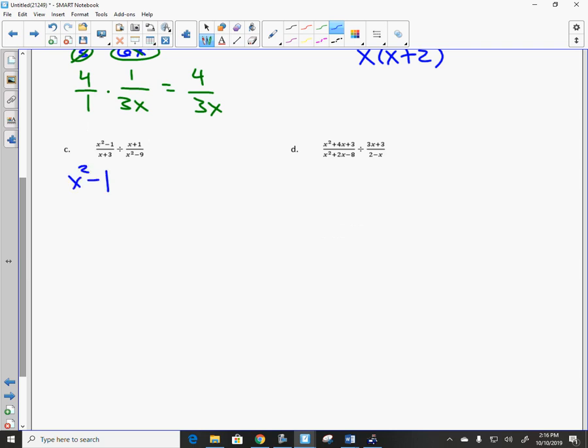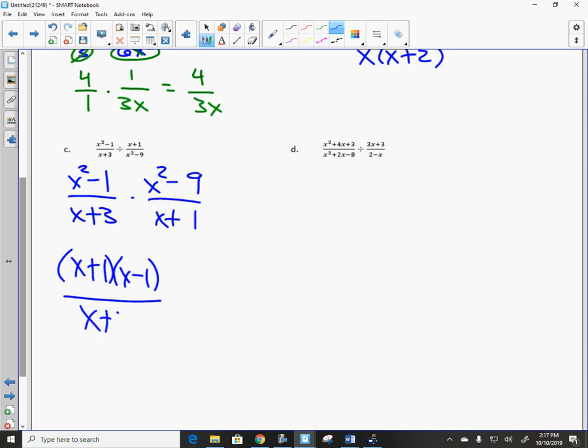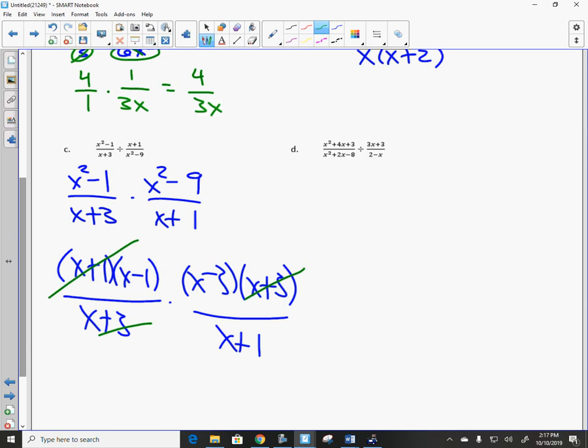You got x squared minus 1 over x plus 3 times x squared minus 9 over x plus 1. Hopefully you saw this difference of two squares. X plus 1, x minus 1 over x plus 3 times x minus 3 times x plus 3 over x plus 1. We can see what cancels. We got the plus 3's. We got the plus 1's. We got x minus 1 times x minus 3.